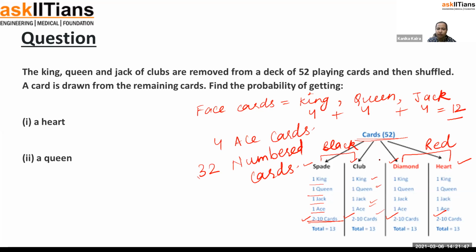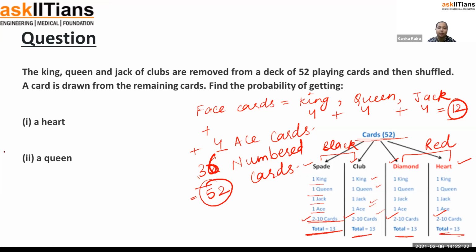Sorry, this is 9, not 8. So this is 36. So you have 36 plus 4 ace cards, that comes out to be 40. And 40 plus 12 face cards comes out to be 52. And each suit has a total of 13 cards.